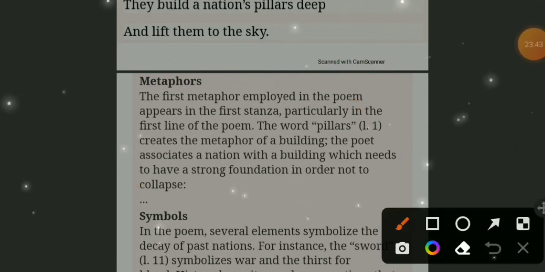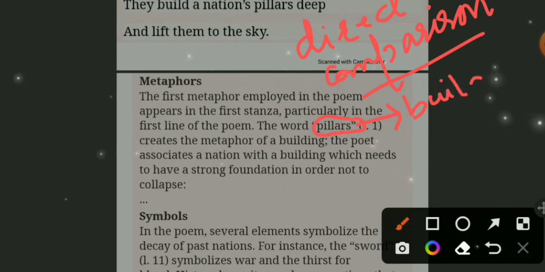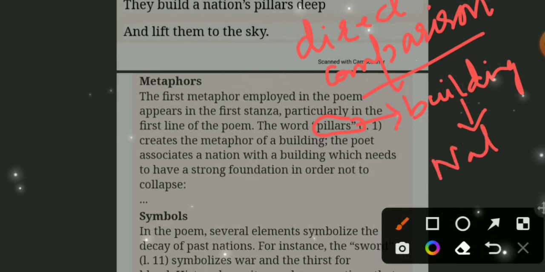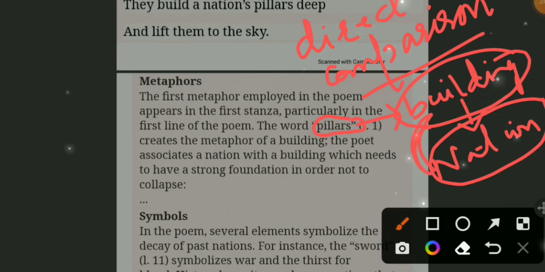And you may say that it is a direct comparison. इसमें क्या होता है? आप लाइक और एज यूज़ नहीं करते हैं, लेकिन आप डायरेक्ट इसको कंपेयर करते हैं। तो यहाँ पे पिलर का जो वर्ड यूज़ हुआ है पोइम में, ये असल में आपको क्या बताता है? बिल्डिंग के बारे में, क्योंकि पिलर किसके होंगे? बिल्डिंग के ना। लेकिन आप ये जो बिल्डिंग समझा रहे हैं, you are actually describing the concept of nation. तो नेशन को कंपेयर किया है एक बिल्डिंग के साथ, राइट। This is the direct comparison and this is metaphor.